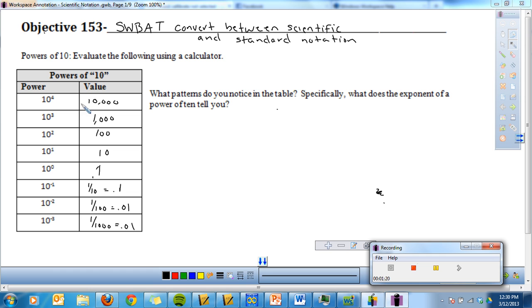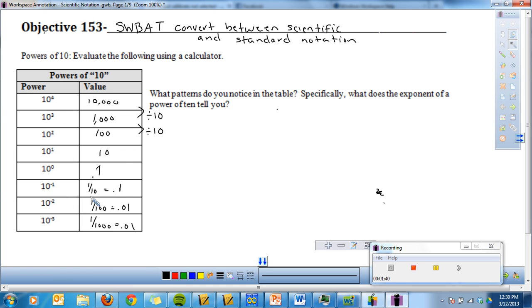Now let's talk about what we're noticing. First of all, you should notice that every time we go down one exponent, we're actually dividing by 10. So 10,000 divided by 10 is 1,000. 1,000 divided by 10 is 100. What's also interesting is you'll notice that we're decreasing by a 0, and that's why when we do scientific notation we use the base of 10, because it allows us to do place value.